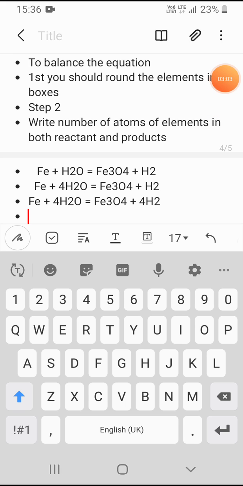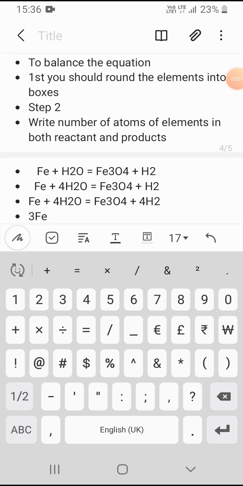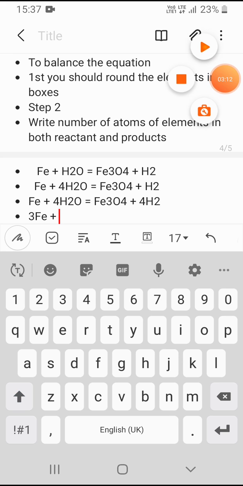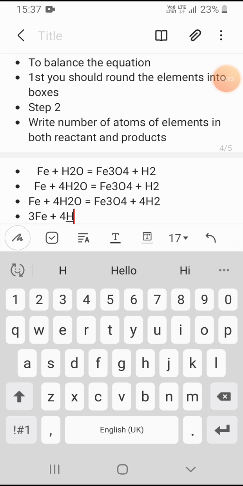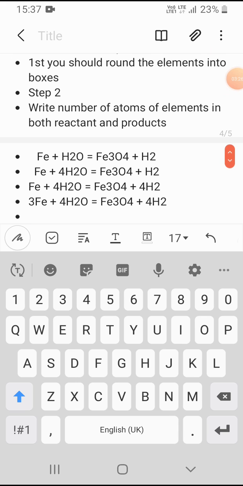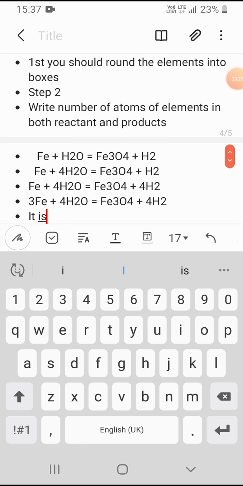So again what you have to do, you have to do the same, add 3 for Fe and plus 4H2O, write all the formula the same, 3Fe plus 4H2O is equal to Fe3O4 plus 4H2. So it is correct only. See here, it is balanced now.